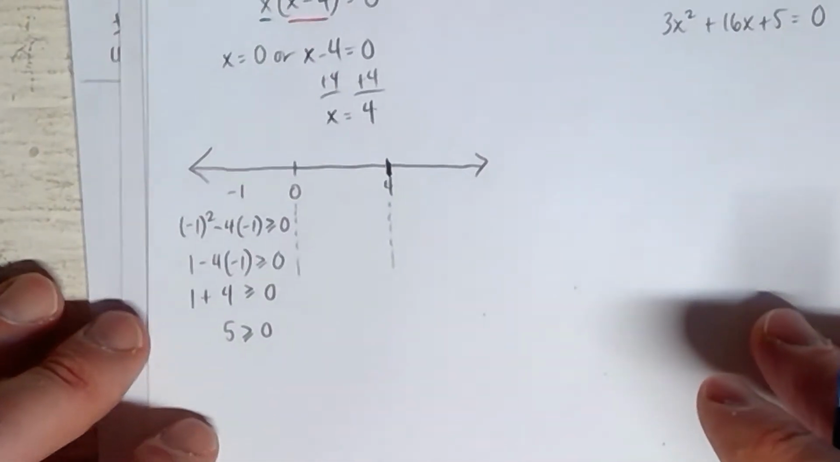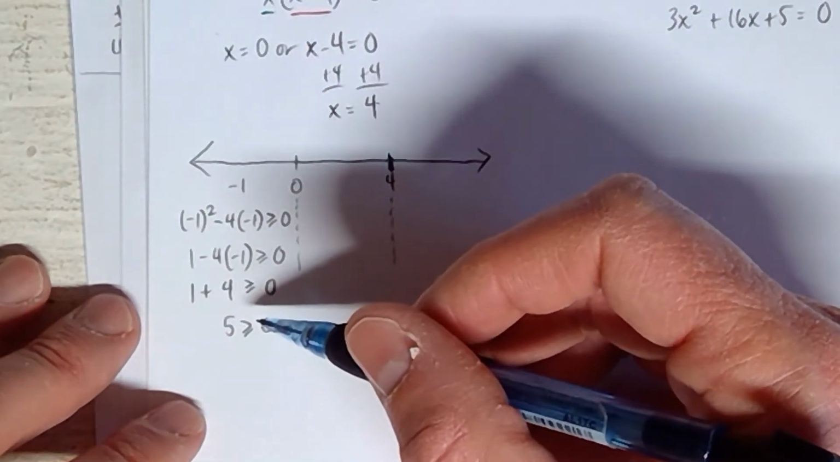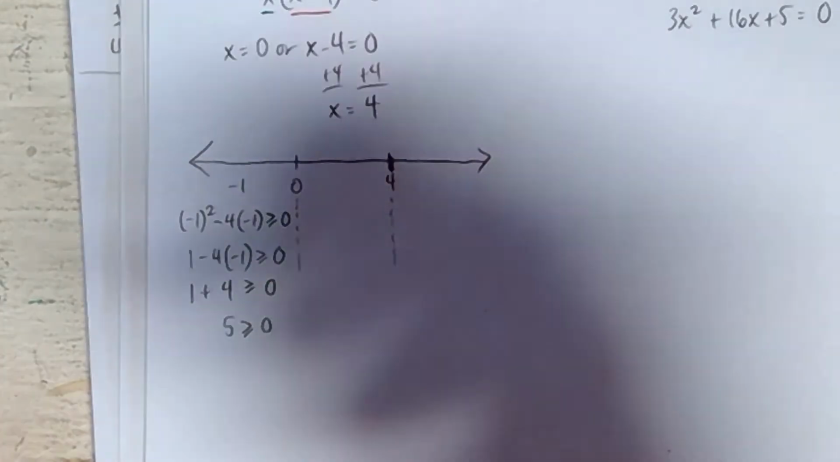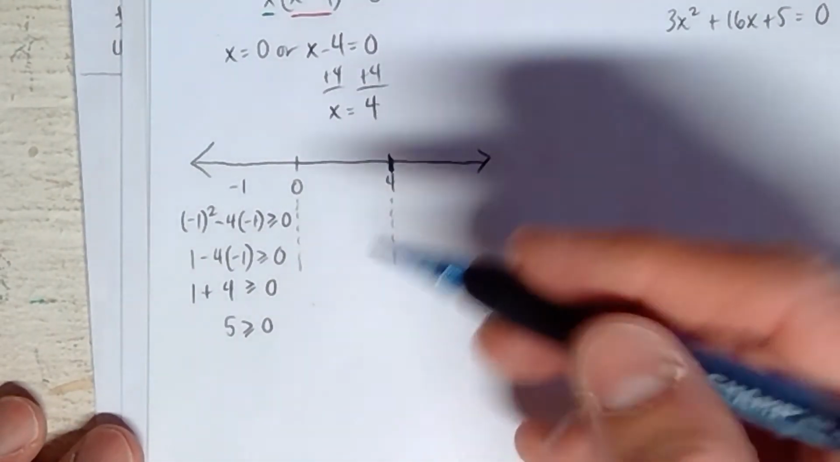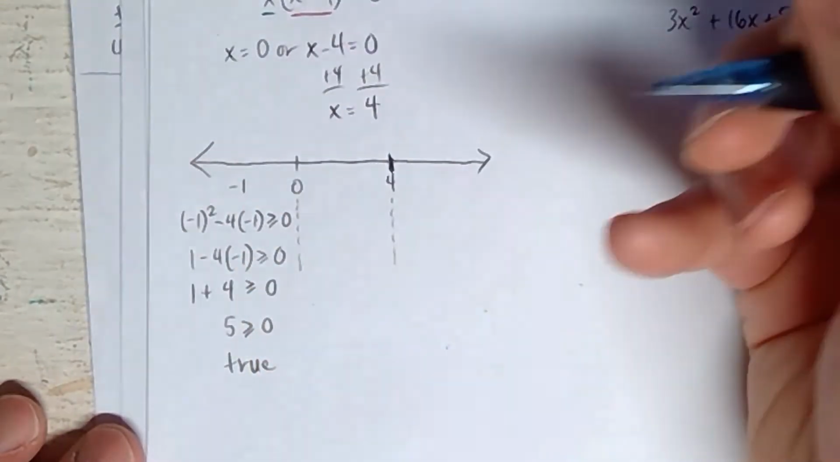Is 5 truly greater than or equal to 0? When they say greater than or equal to 0, it just needs to be one or the other. Is it greater than or is it equal to 0? If either one of those things is true, then this whole statement is true. 5 is indeed greater than 0, isn't it? It is a bigger number than 0, so it is true.